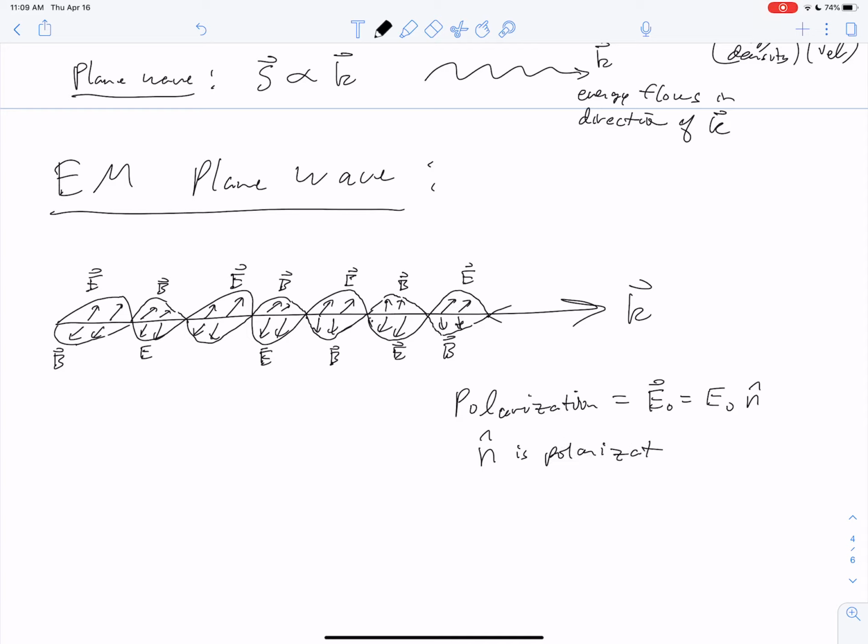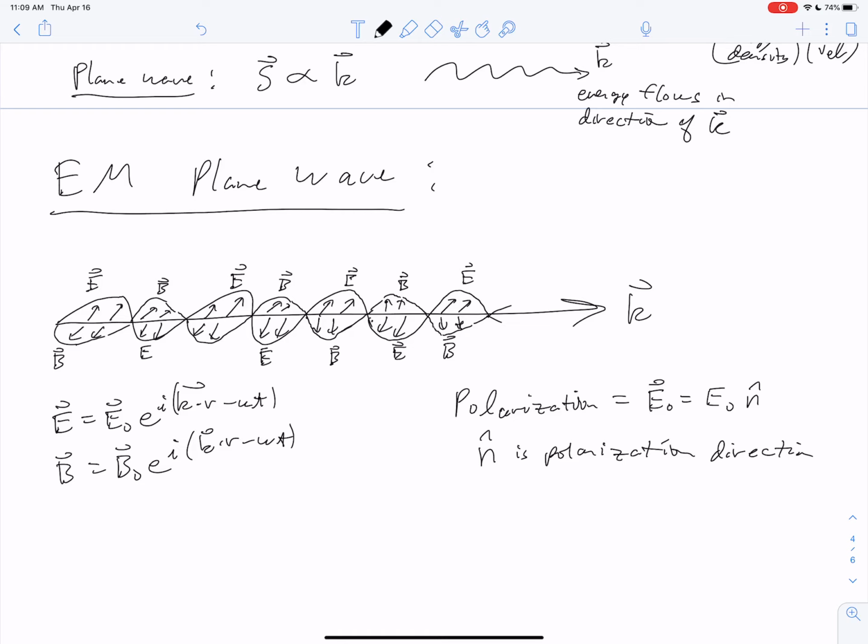Polarization direction. It's the direction of the polarization of the E field, where for this we have E equals E naught e to the i k dot r minus omega t, and we have B equals B naught e to the i k dot r minus omega t.